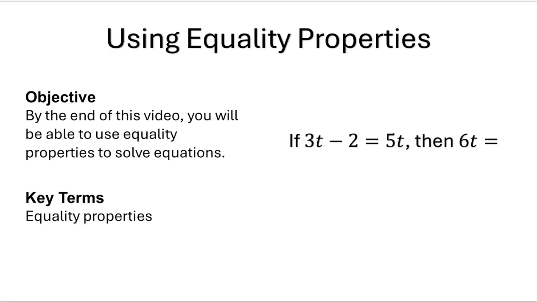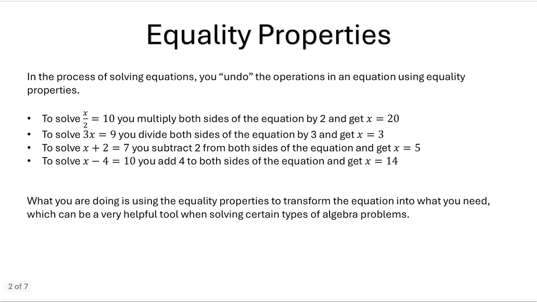So in this video, we're going to talk about how to use the equality properties to solve equations. So what are the equality properties? Basically, the equality properties are what you've always been using to undo the operations in an equation to solve for the variables. So for example, when you have x over 2 equals 10, you multiply both sides by 2 and you get x equals 20.